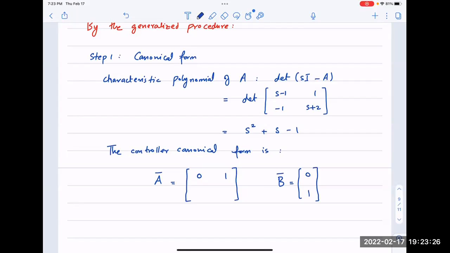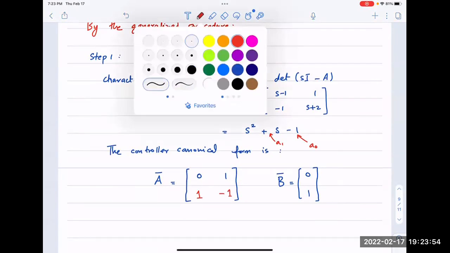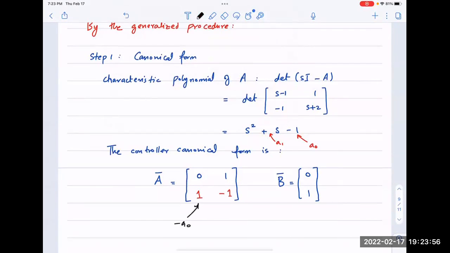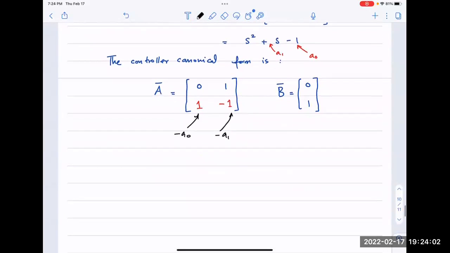Now the coefficients of the characteristic polynomial: this is a0, and this is a1. So we have to do minus a0, so it turns out to be 1 here and a minus 1 here. So the minus a0, and this is minus a1. So that's good.